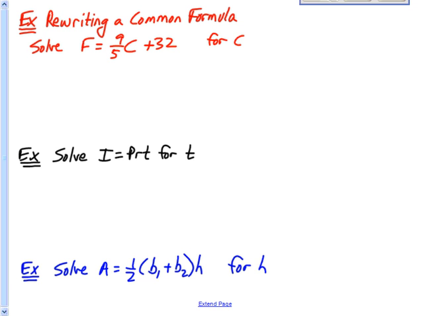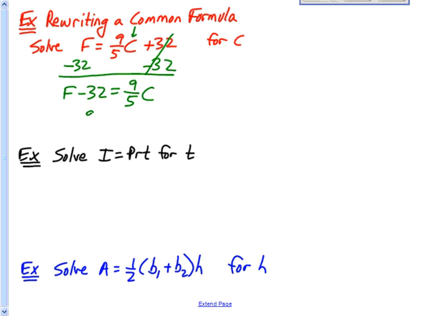So, solve Fahrenheit equals 9/5 C plus 32, but instead of solving for F like it is right now, they want us to solve this for C instead. Well, we've got to get rid of the 32, this buddy over here. Get rid of that 32 first. So we get F minus 32 is 9/5 C.